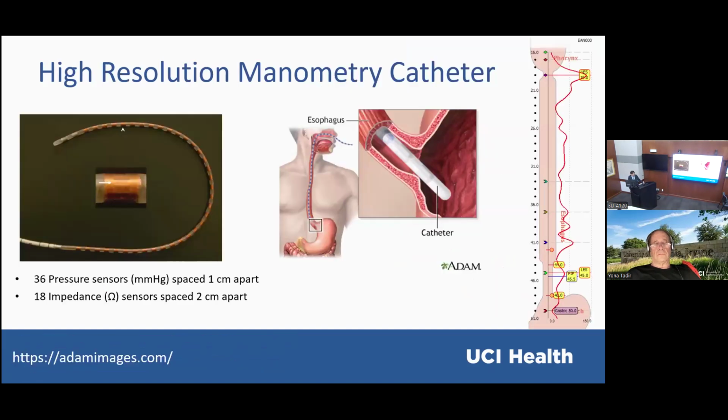Our pressure catheter, the manometry catheter, has 36 pressure sensors and 18 impedance sensors. We insert it through the nose, we numb up the nose, and we slide it into the esophagus, and we have the patient swallow saline boluses to see how well the esophagus contracts as a result.